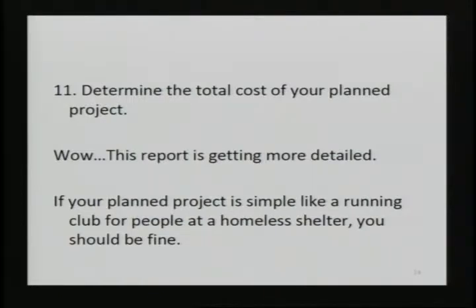Number 11, determine the total cost of your planned project. And at this point, as I was preparing these slides, I was thinking about how involved this report can be. We're on step 11, and this report is becoming more detailed, especially when we talk about determining essentially all of the costs of our planned project. That's a very detailed point. And so I'd like to step back just a second and share an idea. If your planned project is simple, like a running club for people at a homeless shelter, you should be fine at this stage in developing this report.